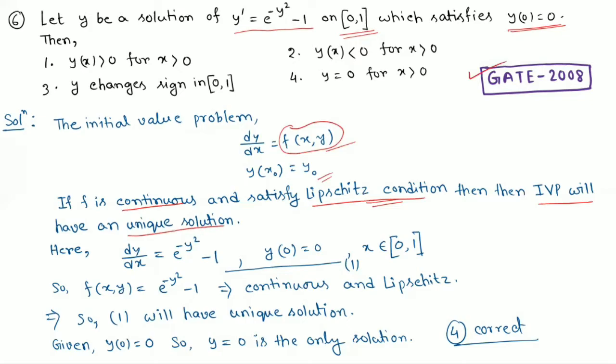Now, in the given problem, what is our f? f is equals to e to the power minus y square minus 1. And this is continuous and Lipschitz. So, this problem will have a unique solution. So, in option 4, y equals to 0, this is our unique solution. So, option 4 will be correct.